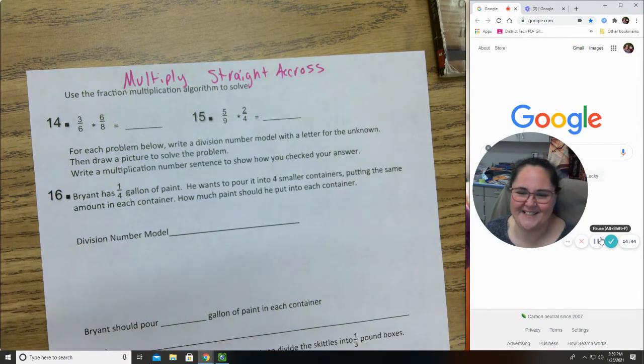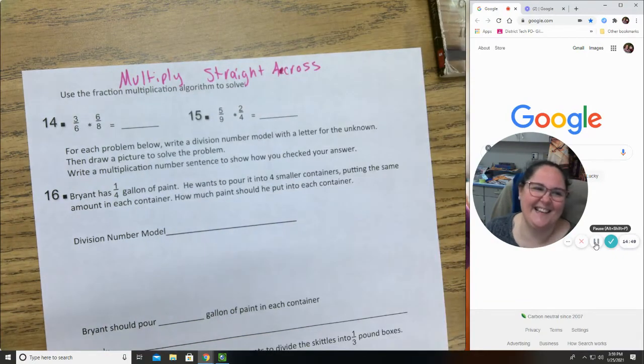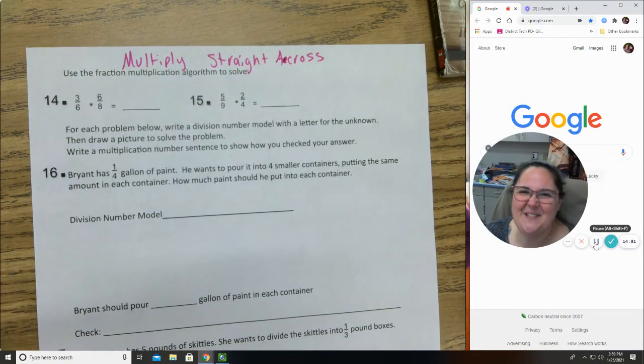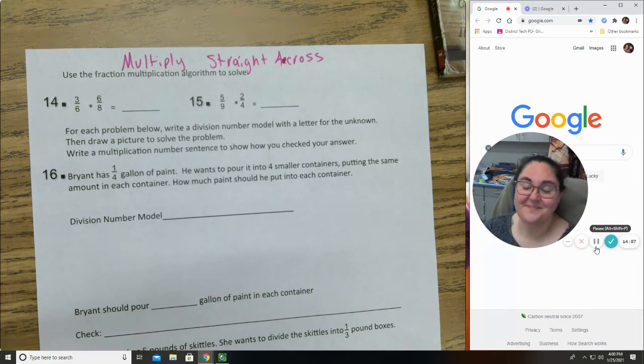Multiply straight across. I'm not a spelling person. It's A-C-R-O-S-S. All right, here we go. Multiply straight across. So what is 3/6 times 6/8? Go.